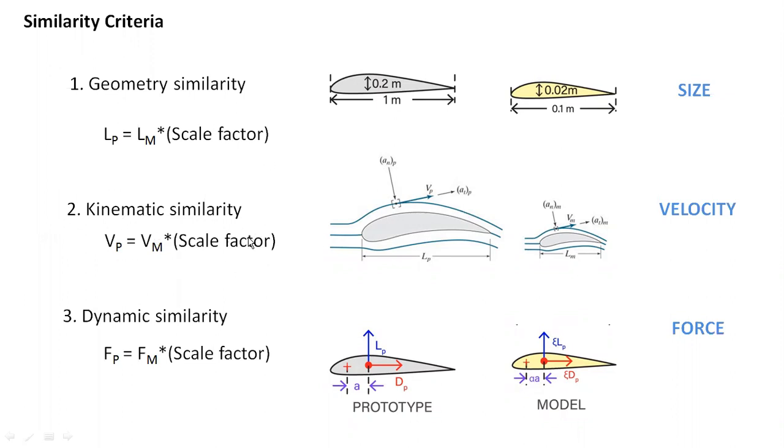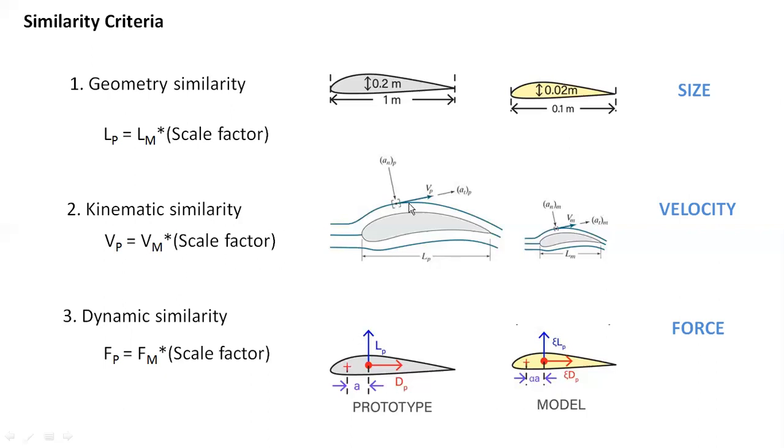Kinematic similarity, this is about velocity. If in geometry similarity we work with size, in kinematic similarity we must have the same velocity with account of scale factor, at the same point of your model. For example, this point of the real aircraft and this point of the model, you have exactly the same velocity and the same angle between vectors with account of scale factor.